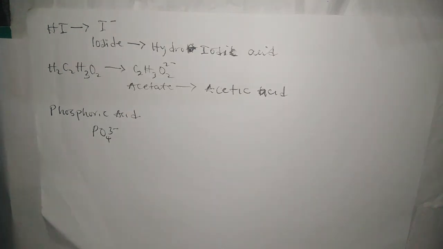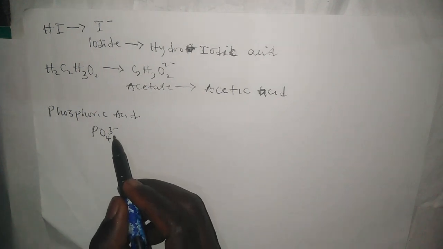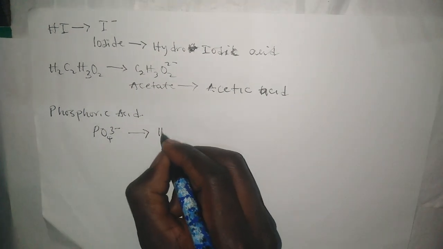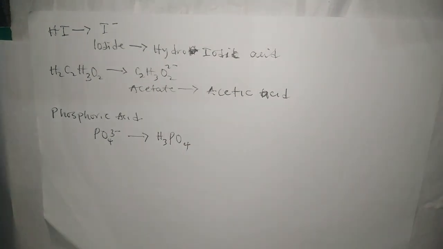Since there is no hydro at the beginning of the name, you already know that it's not a monoatomic ion. So now, since we have -3 as a charge, we need to add 3 hydrogen so that we can neutralize it. Therefore, we'll have the formula to be H3PO4.